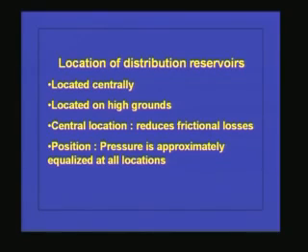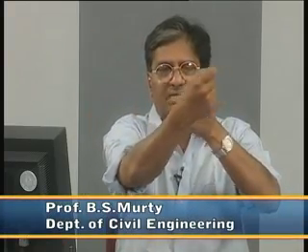They are typically located centrally, so that any farthest point from the distribution reservoir is more or less at the same distance. Let's say I have a point here, at an equal distance from this central distribution reservoir, and another point here, also almost at the same distance from the distribution reservoir. That way the head loss here will be almost equivalent to the head loss here. So the pressure here and the pressure here may be maintained more or less the same. So again, the central location of the distribution reservoirs is basically meant to reduce these frictional losses.